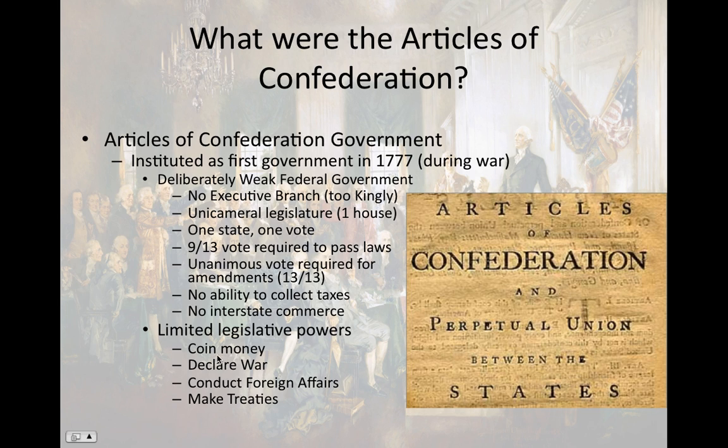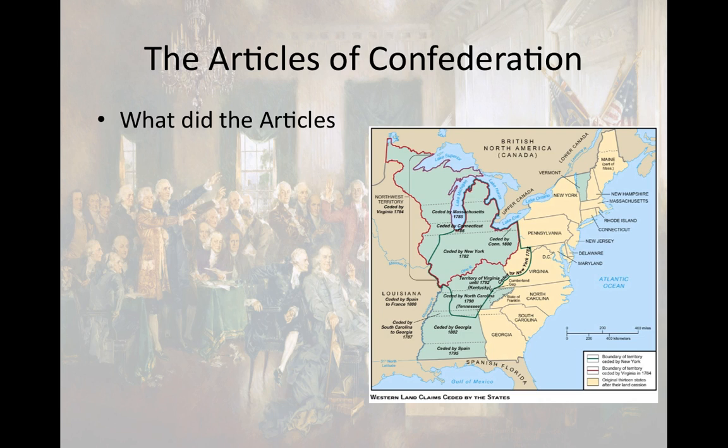So it was able to sort of deal with problematic England, but everything else was kind of difficult. And finally, it was unable to draft troops, which means it couldn't have an army, couldn't have a navy. If it wanted to muster an army, it had to ask the states nicely for that army, which, as you can imagine, after a long war, didn't go over too well.